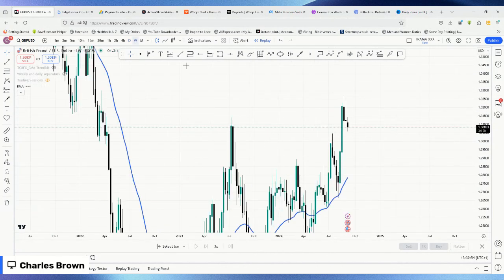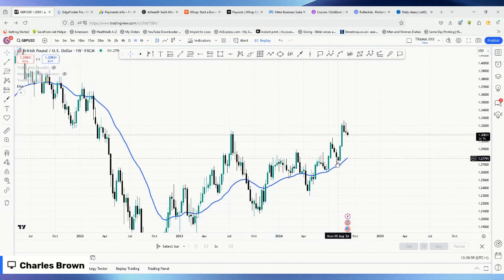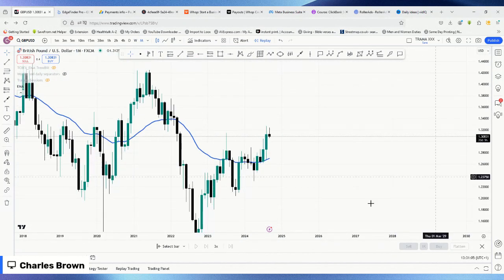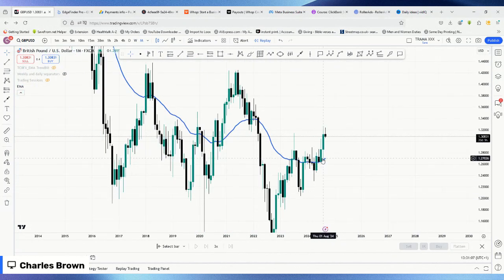So if we move to the weekly, you can also see that the weekly is confirming that we are bullish. Even with the market structure, we are bullish on the weekly on GBP USD. Now, what about the monthly? The monthly also shows us that we are bullish. The previous months are bullish candles, and you can see price trading above the 34 moving average that I'm using.